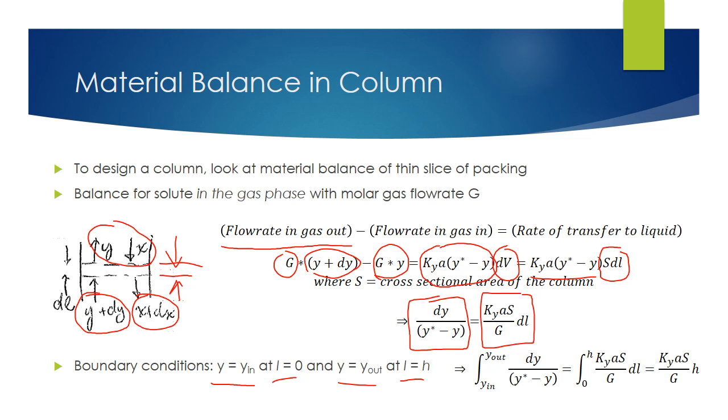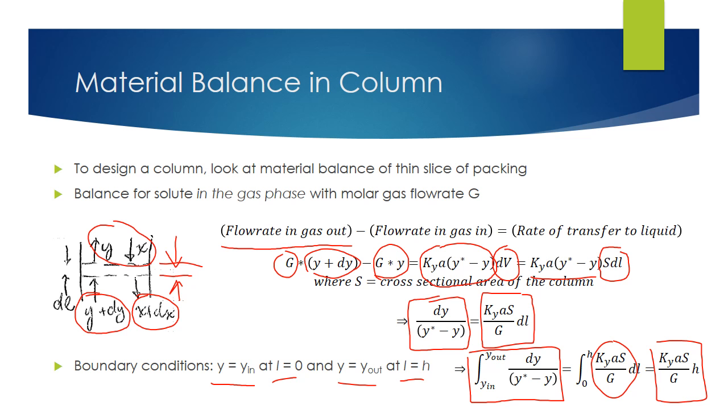So if I integrate, I'll be integrating the left-hand side from y in to y out of dy over y star minus y. And the right-hand side, I'm integrating from 0 to h of this quantity, which actually is a constant, times dl. And because k_y a S over G is a constant, that integration is very straightforward. It's just L evaluated from 0 to h multiplied by those constants. And so the right-hand side can be evaluated right away. So I get k_y times a times S over G multiplied by h.